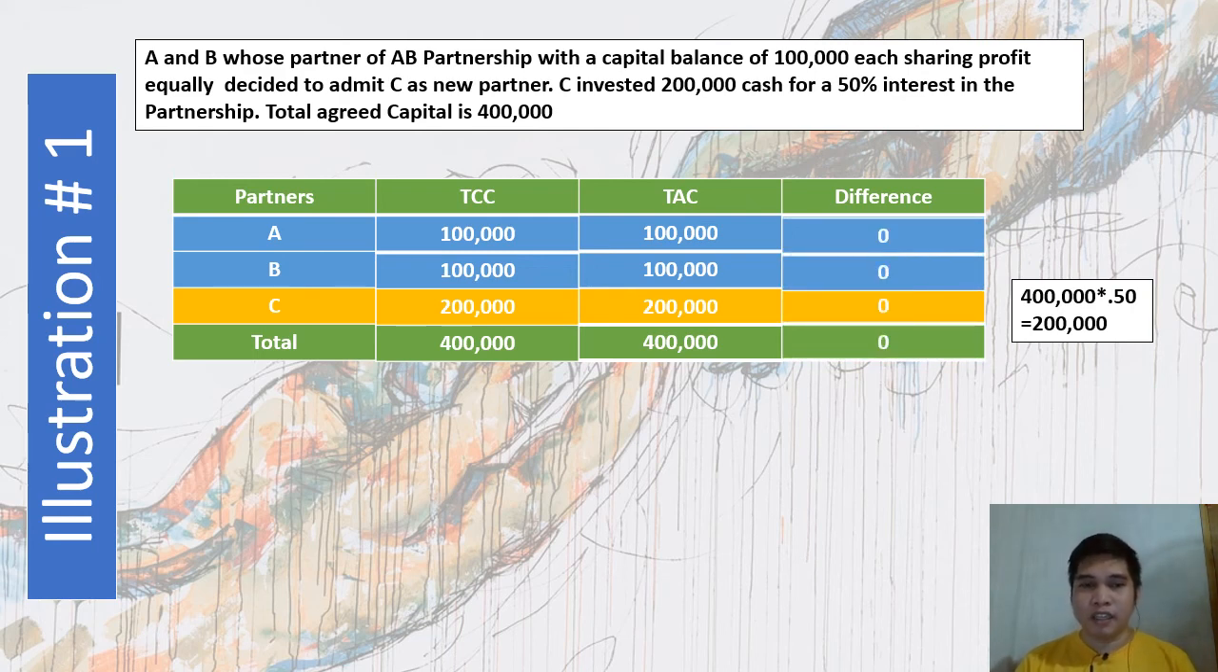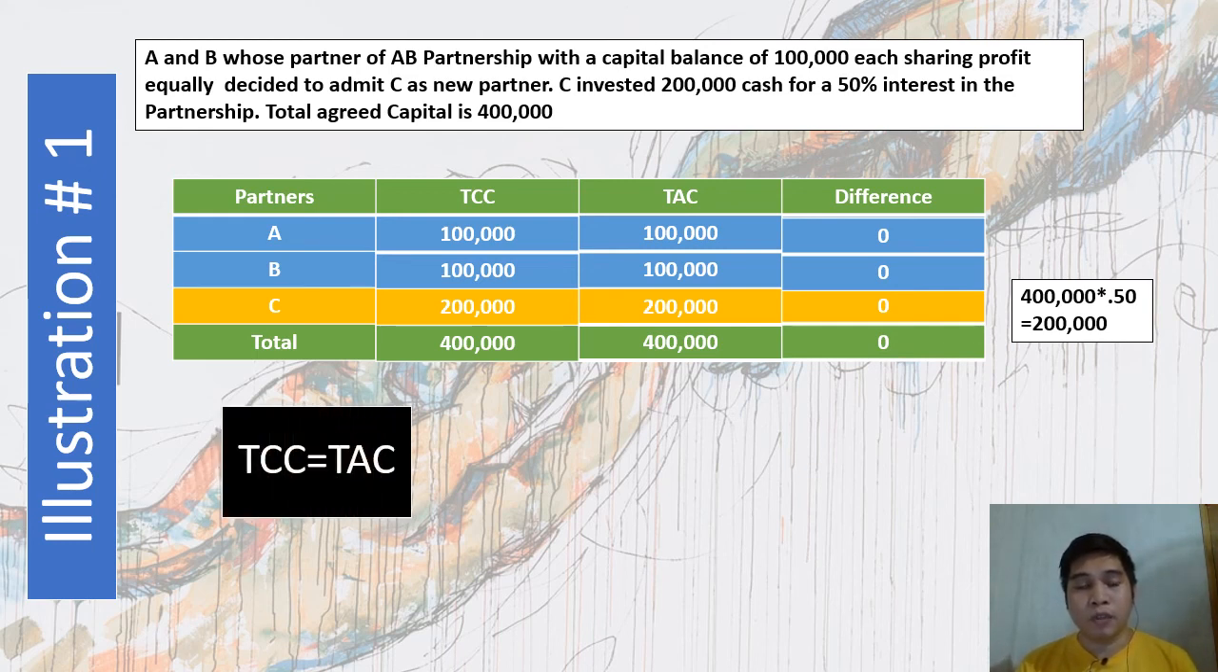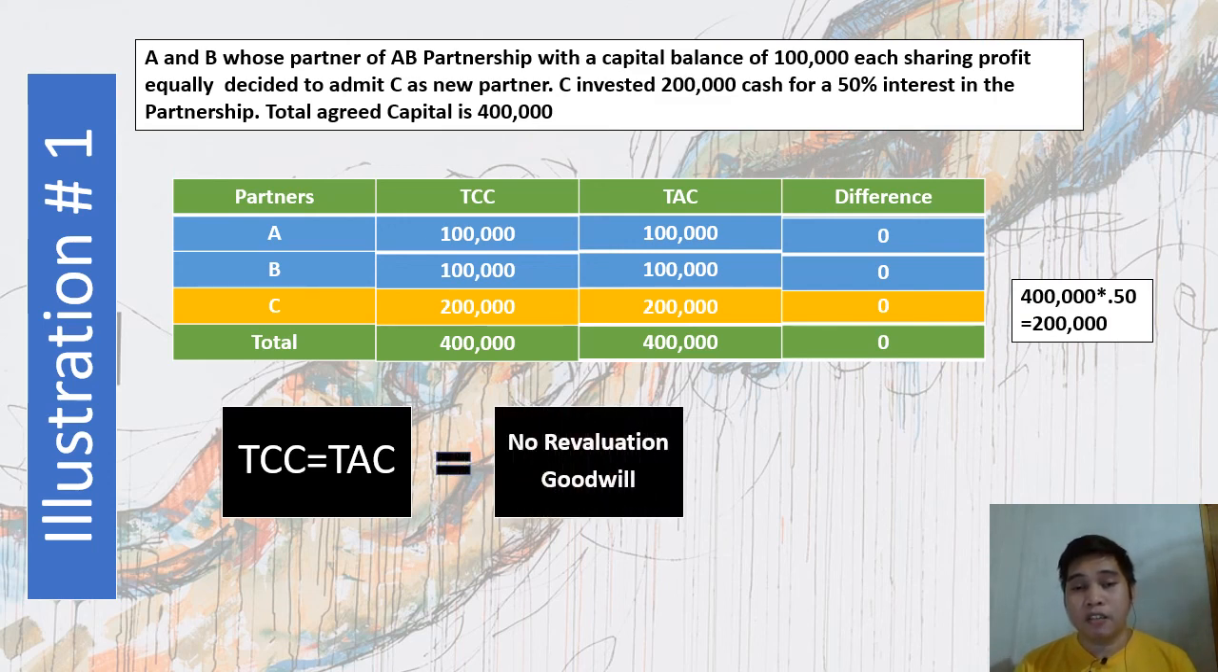So, ngayon, i-test natin. So, may bonus ba siya or may revaluation? Ang first test natin, total contributed capital is equal ba sa total agreed capital? The answer is yes. Why? The total contributed capital is 400,000 and the total agreed capital is also 400,000 pesos. So, therefore, we can conclude that there is no revaluation nor goodwill.